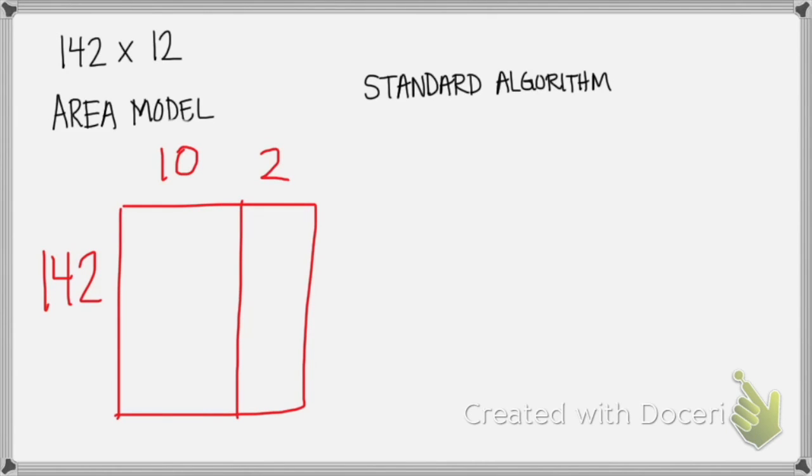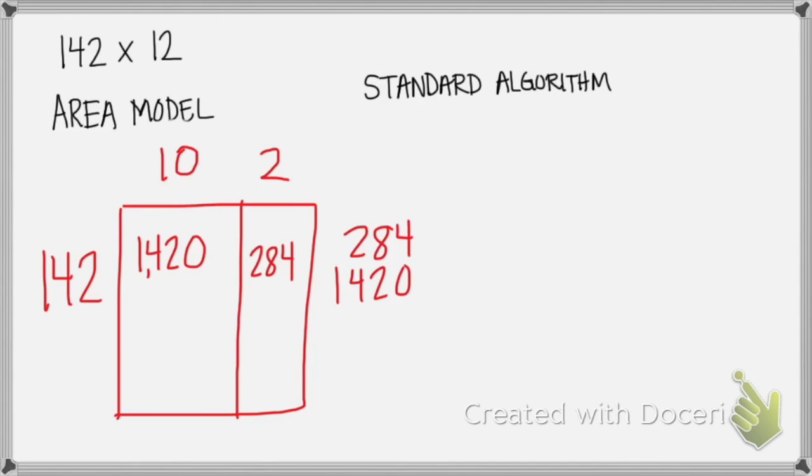Okay, 142 times 10 is really easy. Just add a 0. Then 142 doubled is 284. Then I have these two partial products that I need to add together. And I get 1,704. Let's compare this now to the standard algorithm.